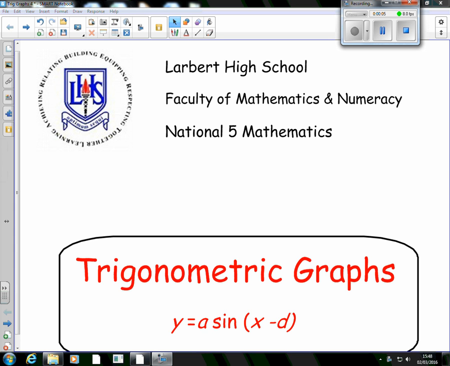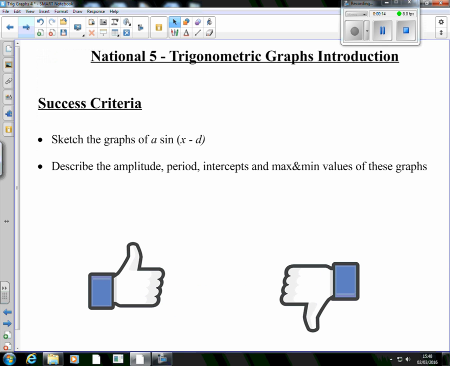What we're going to look at today is what happens when we put an add or a subtract inside the bracket this time alongside the x. Our learning intention today is being able to sketch graphs where this occurs and describe the amplitude, period and set the maximum and minimum values as before.